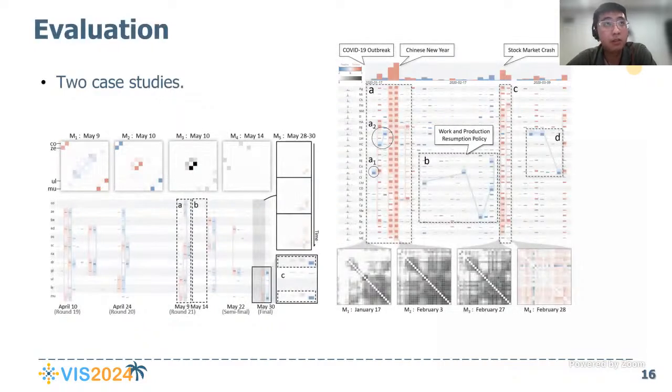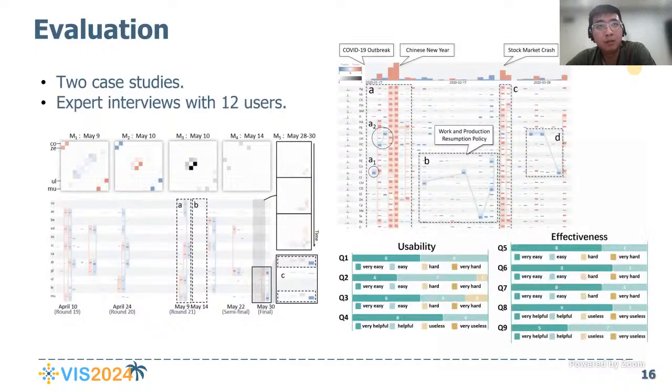For evaluation, we conduct two case studies on two real-world data sets to tell if DiffSeer can work well in different scenarios. We also conduct an expert interview with 12 graph analysts to get their feedback. The results show DiffSeer is useful.